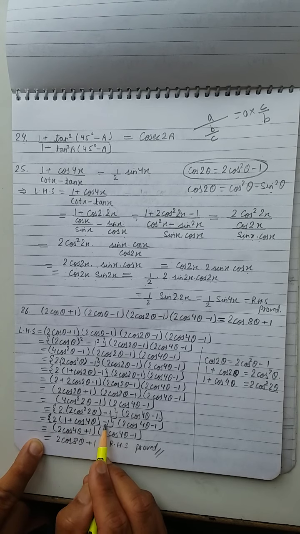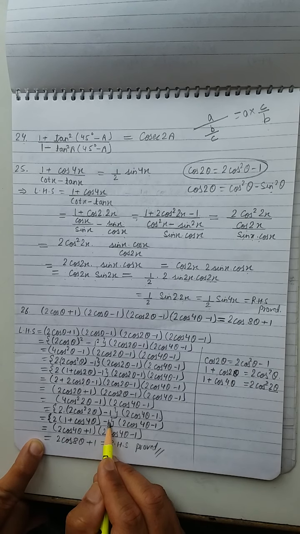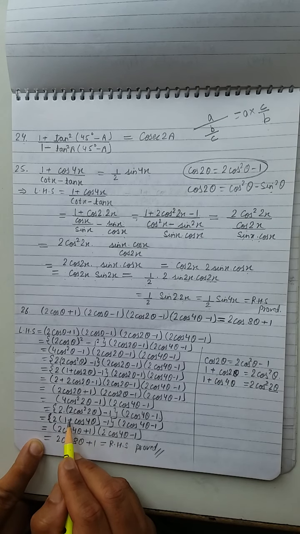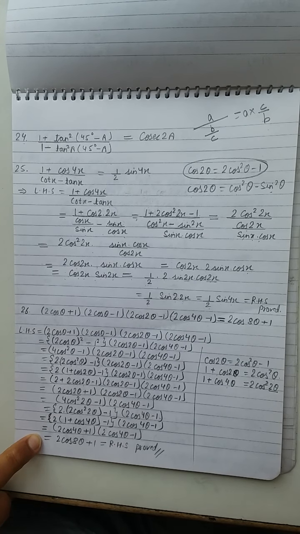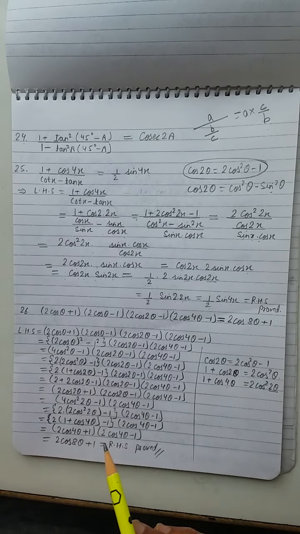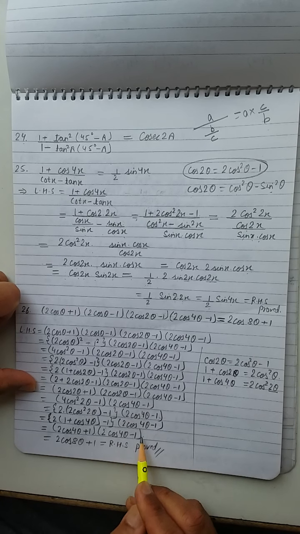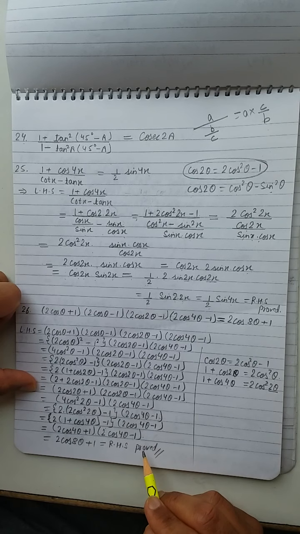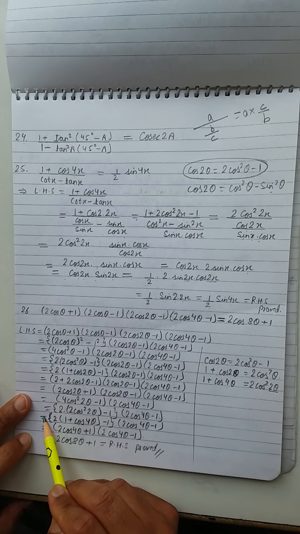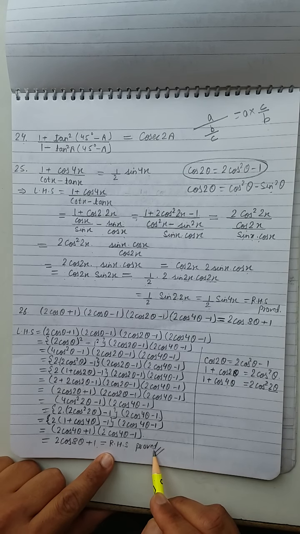So on opening the bracket and simplification, means 2 into 1 is 2. And that 2 minus 1 is plus 1. And 2 into cos 4 theta is 2 cos 4 theta. And then 2 cos 4 theta minus 1 is copied as it is. Okay, it is 2 cos 4 theta plus 1, 2 cos 4 theta minus 1. Again it is in the form of a plus b, a minus b. That is again a square minus b square. Then using the similar concept that is used over here, you can prove ultimately 2 cos 4 theta plus 1, which is equal to right hand side, proved.